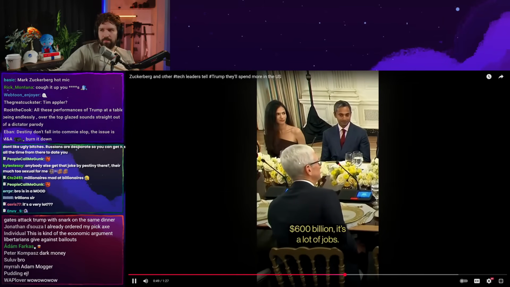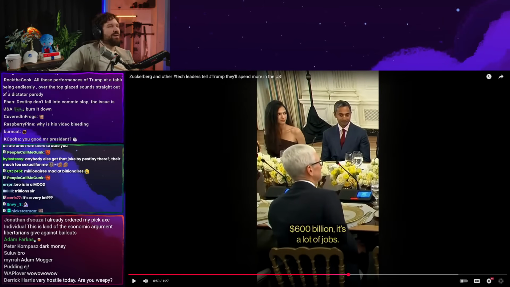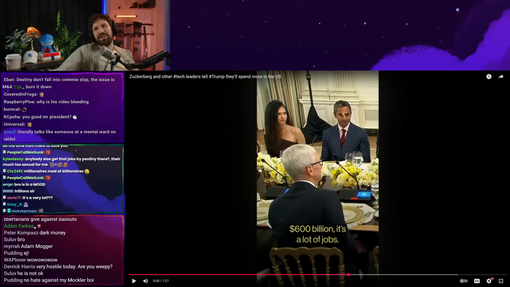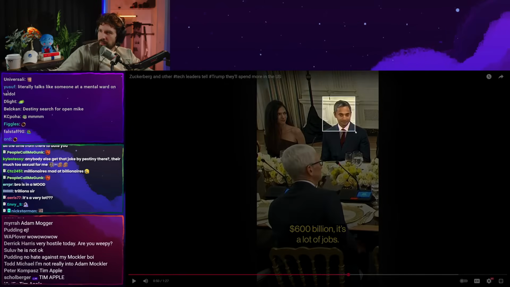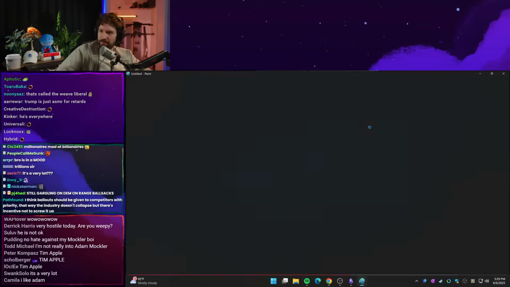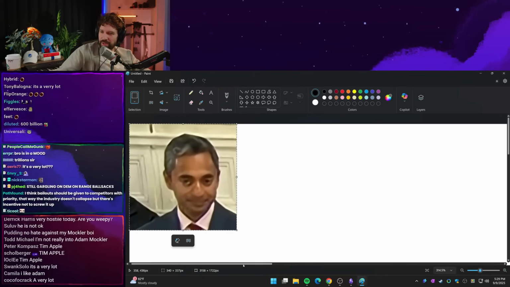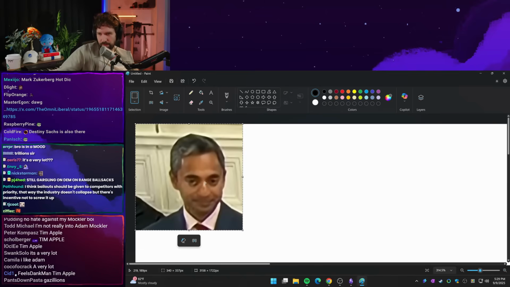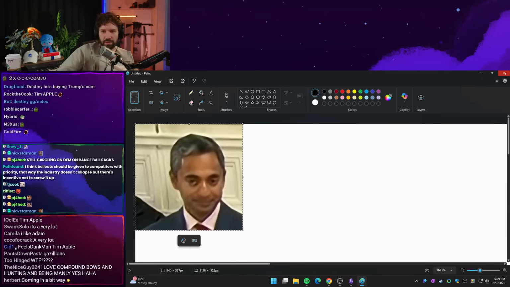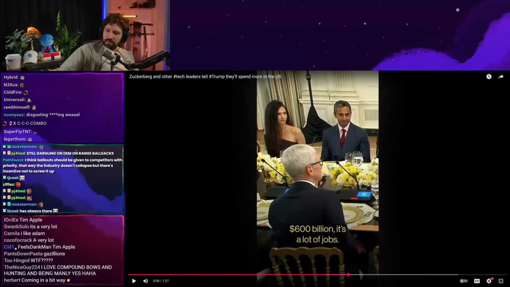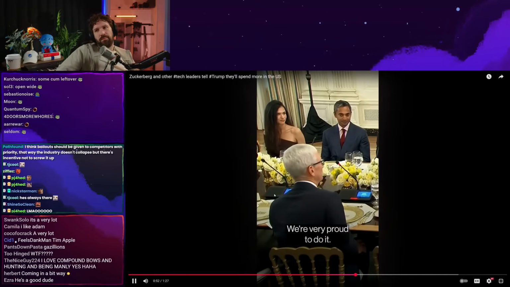600 billion. 600 billion. Oh my God. And he's right here. You can even see on the bridge of his nose. Holy shit, when Trump was giving him a facial, the first rope must have splashed off here. He got a little bit in his eye. You see it up here? The Trump cum stain.